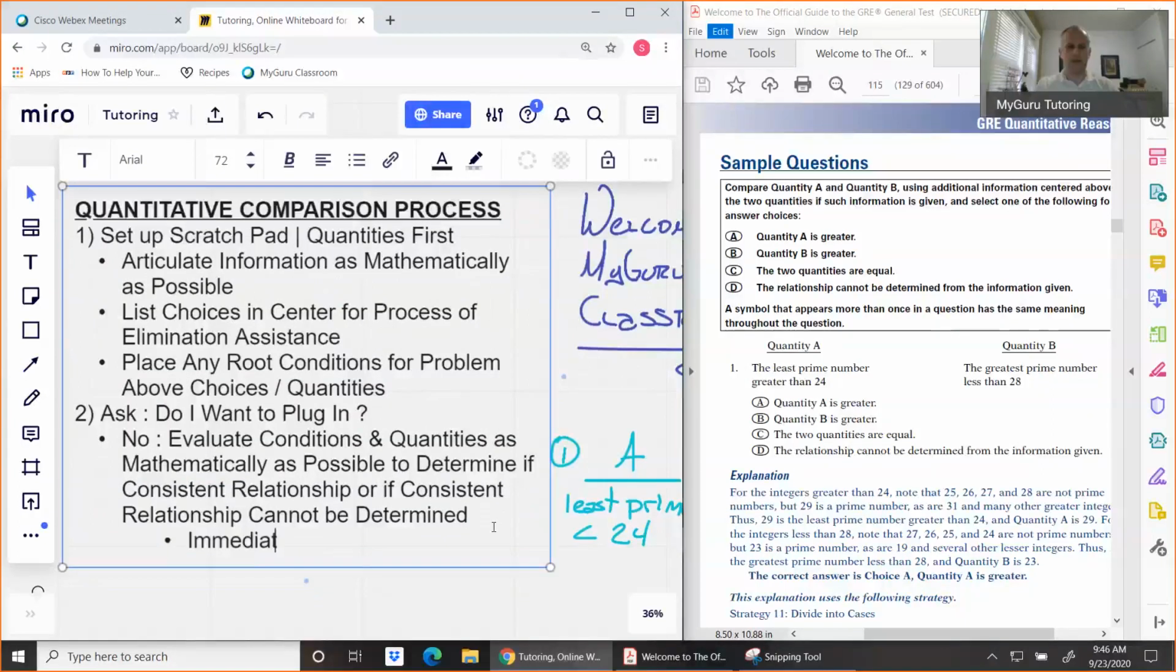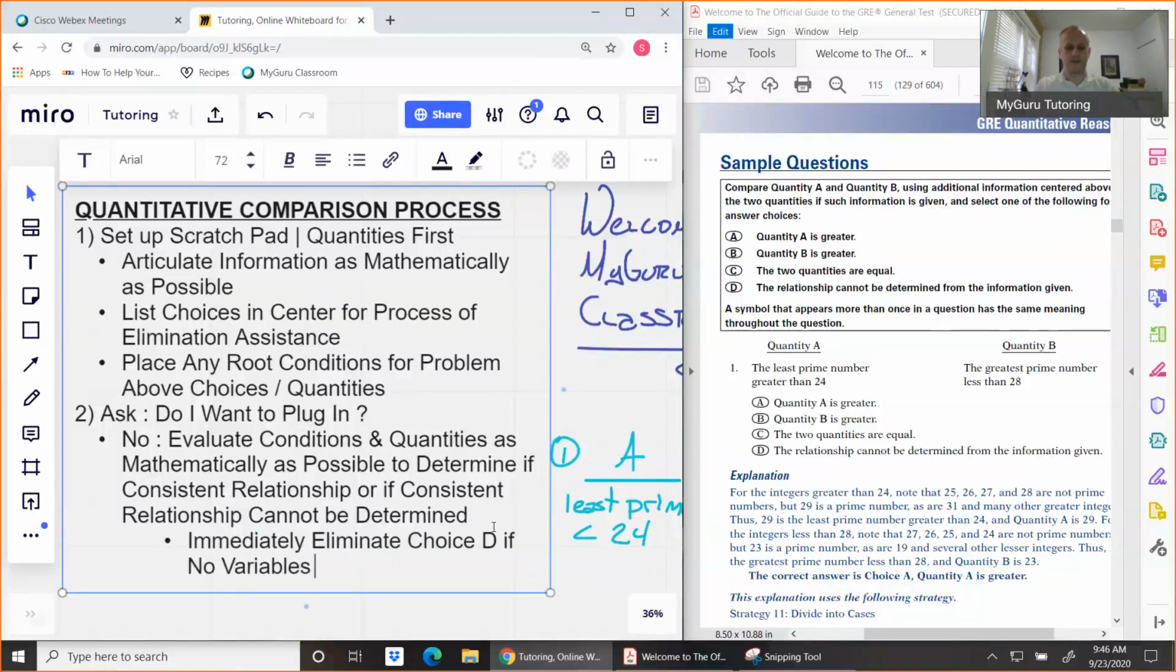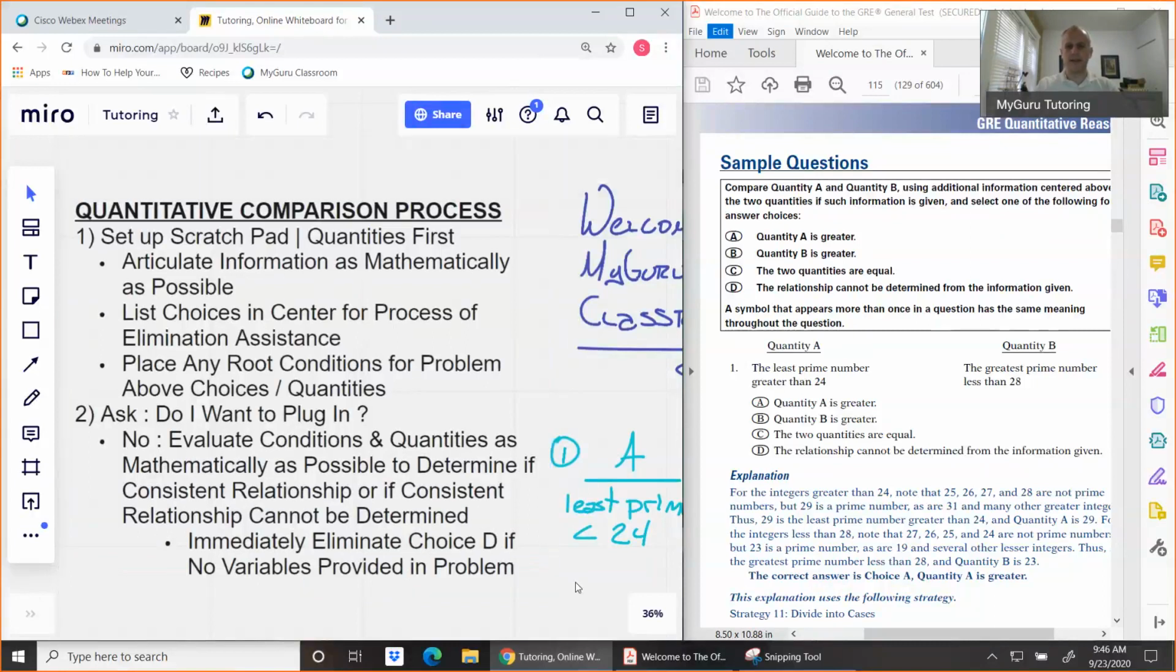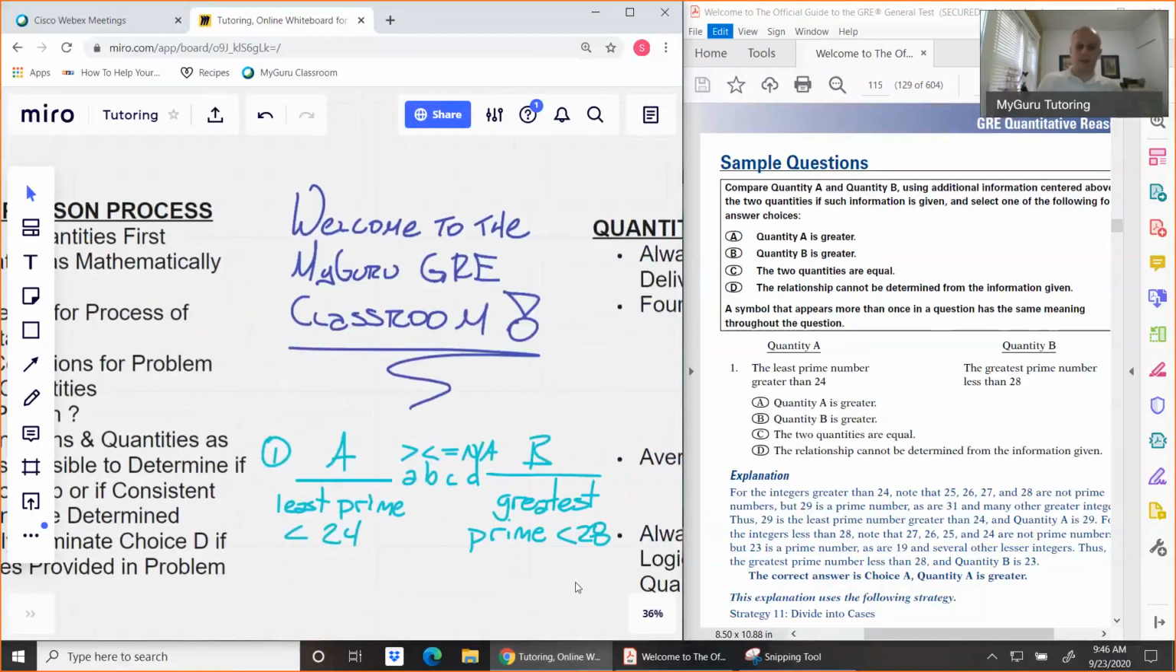Now, the real nice thing about this is that we can immediately eliminate choice D if there are no variables provided in the problem. So here, we've got the least prime number less than 24, and we've got the greatest prime number less than 28, right? Or sorry, I got this backwards. My least prime number is greater than 24. And this is why you always write things down, because you might catch something for yourself like that. So least prime number greater than 24, the greatest prime number less than 28.